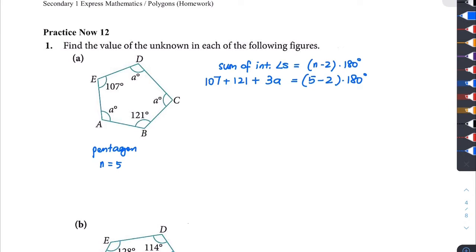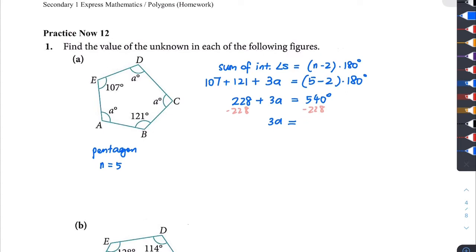Okay, so we got one. Let's simplify this. We have 228 plus 3a, and then on the right we have 540. If you know the 540, you don't even need this, you can just put 540. Then we try to solve. We will minus 228 on both sides. So our 3a will be equal to 540 minus 228, so we have 312. The next step is to divide the whole thing by 3. So our a will be equal to 104. Okay, 104.